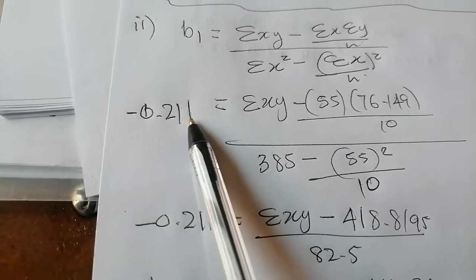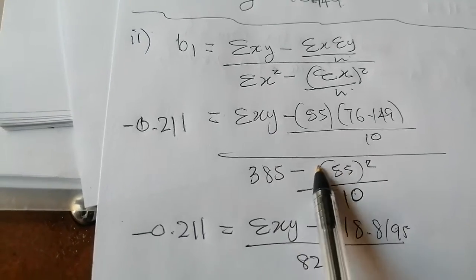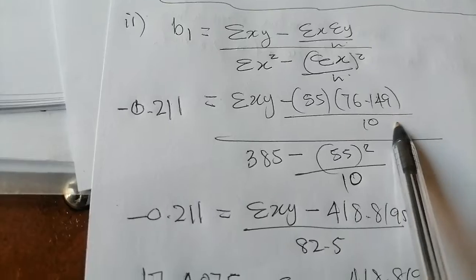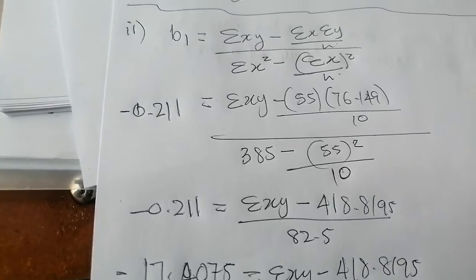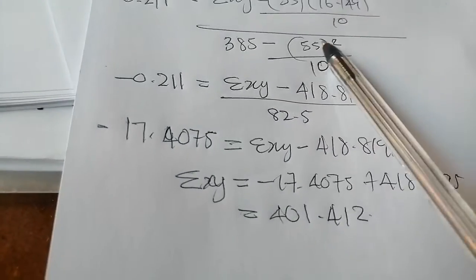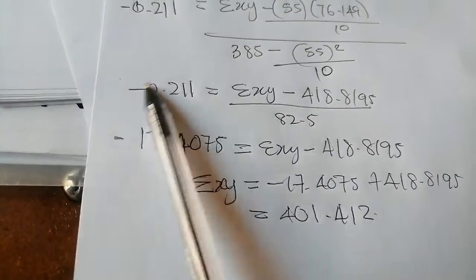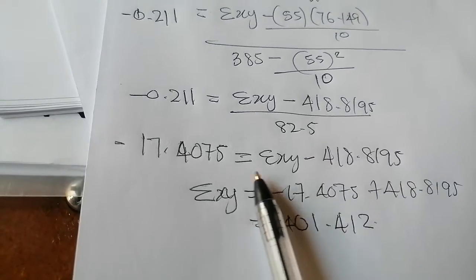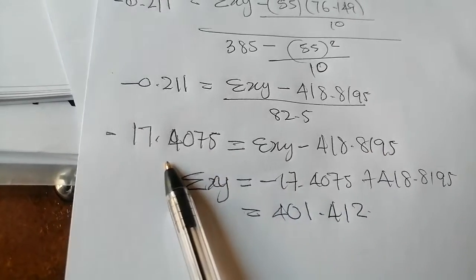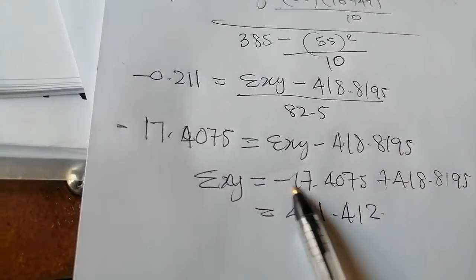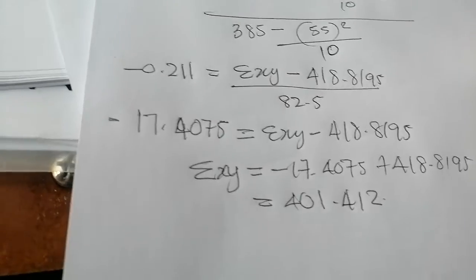And in this regard, we are going to deduce that the sum of xy minus 55 multiplied by 76.149 divided by 10, which is our n, over 385 minus 55 squared divided by 10. So what we're going to do is a matter of making the sum of xy the subject of the formula. How do we do that? We cross multiply first, then we collect like terms. So you're going to take a negative 418.8195 to the other side. It becomes positive like this. So the sum of xy becomes 401.412. That's how you find the sum of the product of x and y.